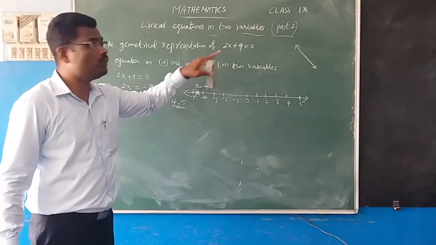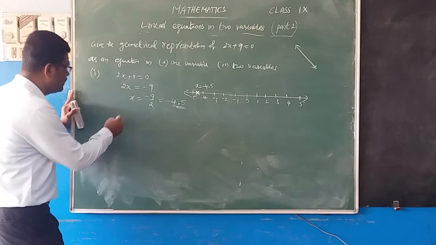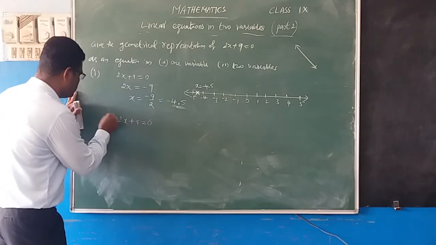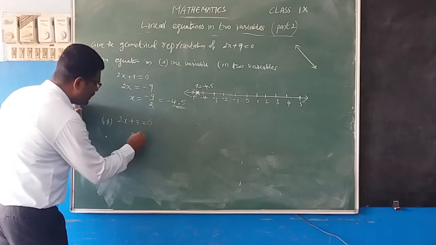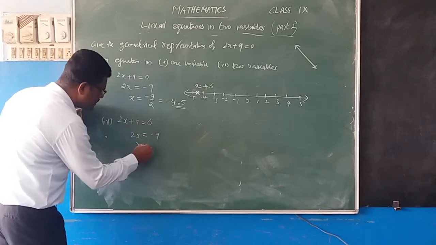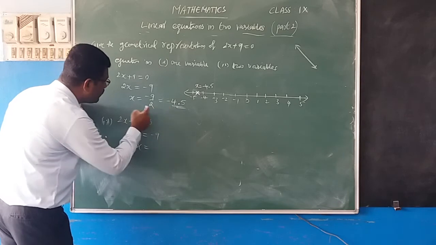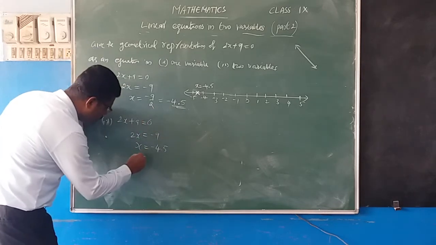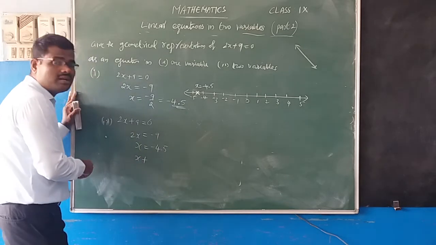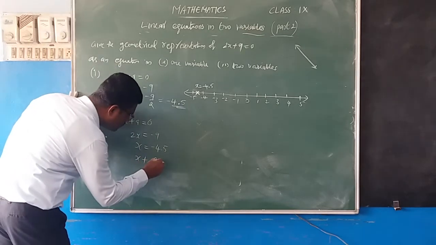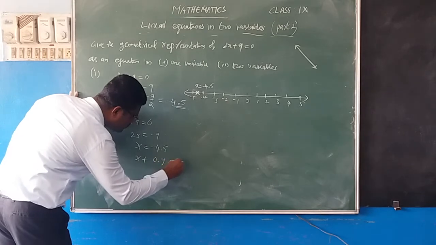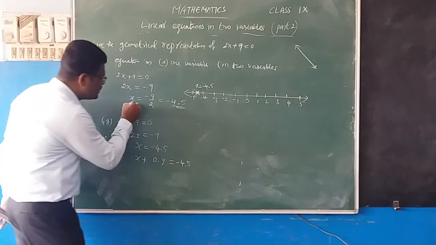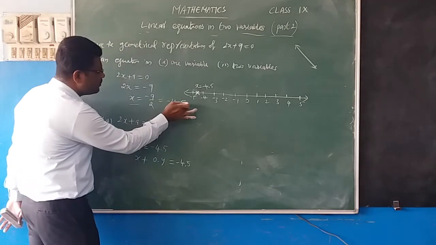How to represent two variables? Same thing. 2x plus 9 is equal to 0 is given. 2x is equal to minus 9. X is equal to what value you have got? X is equal to minus 4.5. So x plus 0 term is not there. 0.y is equal to minus 4.5. We agree with this. This is one variable. X is equal to minus 4.5.